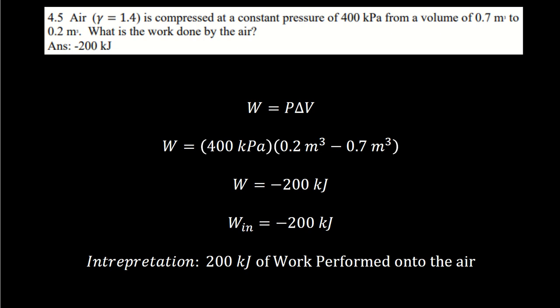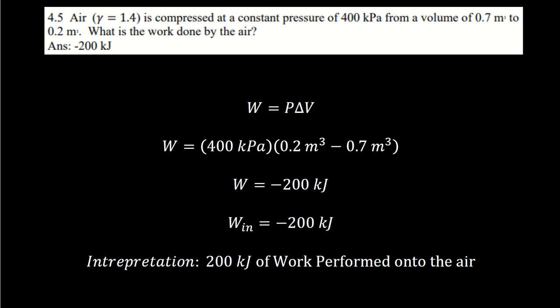4.5, air is compressed at constant pressure at 400 kilopascals from a volume of 0.7 to 0.2 cubic meters. What's the work done by the air? Well, what we're looking at here is that we have a negative change in volume, which is going to cause our isobaric work of P times delta V coming out to negative 200 kilojoules.